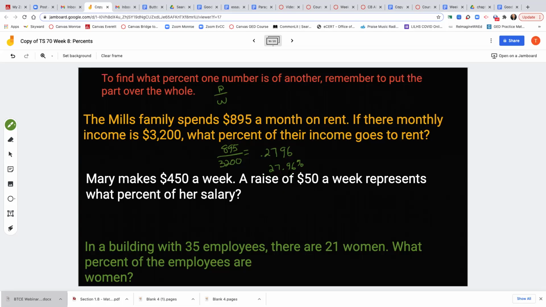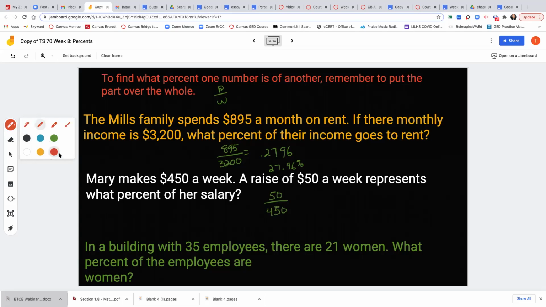So what I'm telling you is sometimes in the question, the teacher will ask you to round it to a certain point or something, okay? All right, Mary makes $450 a week. A raise of $50 a week represents what percent of her salary? There's the part, the $50 raise, divided by the whole will give me my answer, okay?